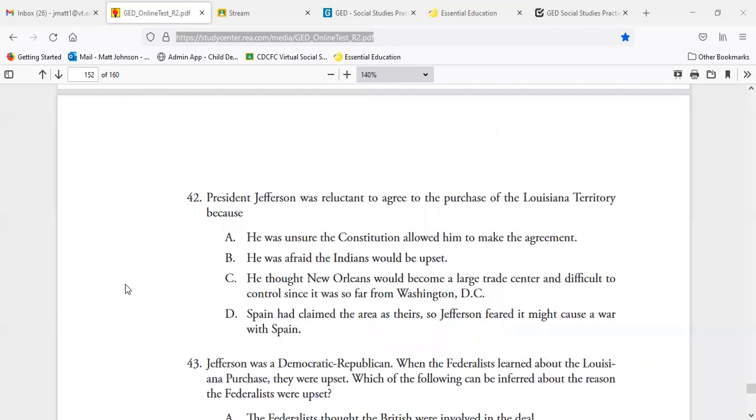So thinking about the passage here and looking at the map, Devi, number 42 says President Jefferson was reluctant to agree to the purchase of the Louisiana territory because A, he was unsure the Constitution allowed him to make the agreement. B, he was afraid the Indians would be upset. C, he thought New Orleans would become a large trade center and difficult to control since it was so far from Washington, D.C. Or D, Spain had claimed the area as theirs, so Jefferson feared it might cause a war with Spain.